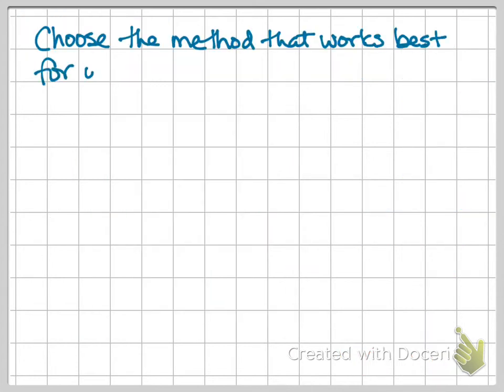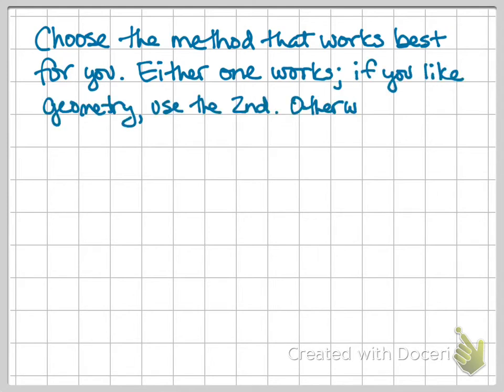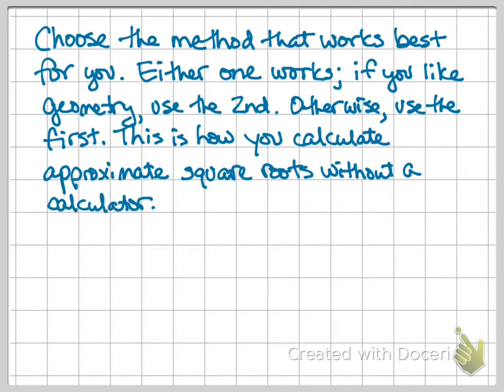Choose whichever method works best for you. You can always use a calculator to check your answer. I don't have a problem with that, but you may not always be able to use one. When you use a calculator, remember that the answer you get will not match perfectly the answer that you come up with using the geometry method of using squares or the number line. That is because they are approximate. That's super important. So you're going to see a lot of that kind of symbol.